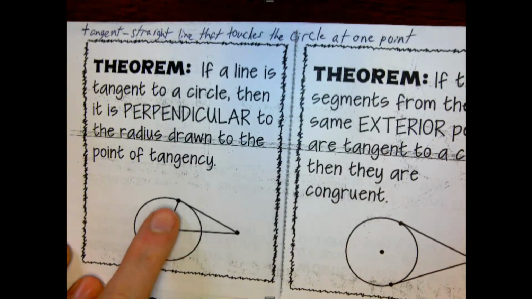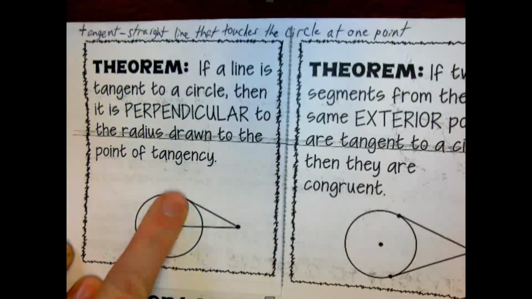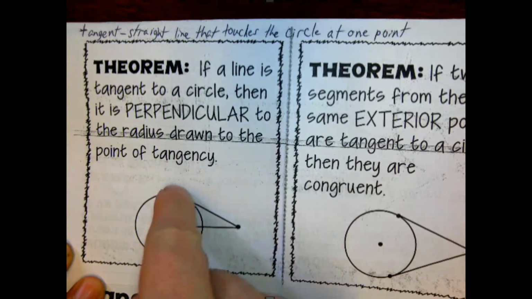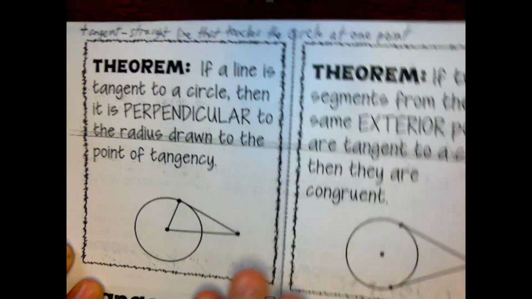So here's my tangent. It touches the circle at one spot. Here's my radius. And the idea is that if this line is tangent, that means that it must be perpendicular to this radius that's drawn to it.